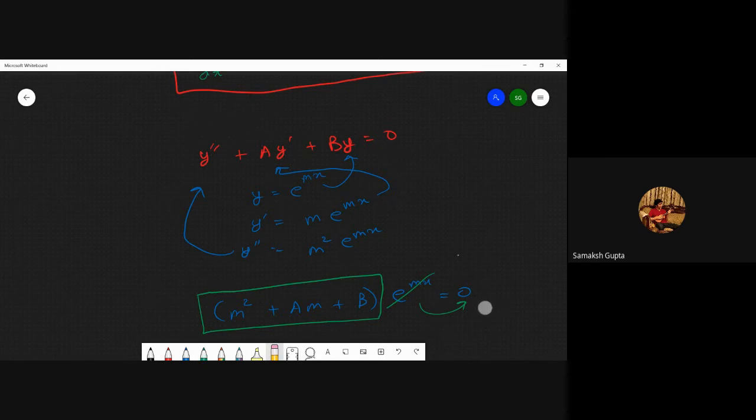So is this fine? Where does this characteristic equation come from basically? So this is the way that it comes from.